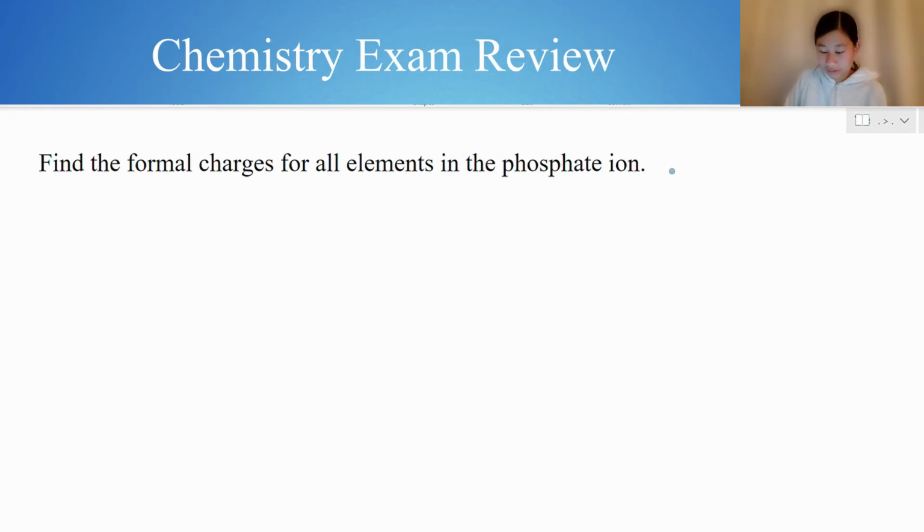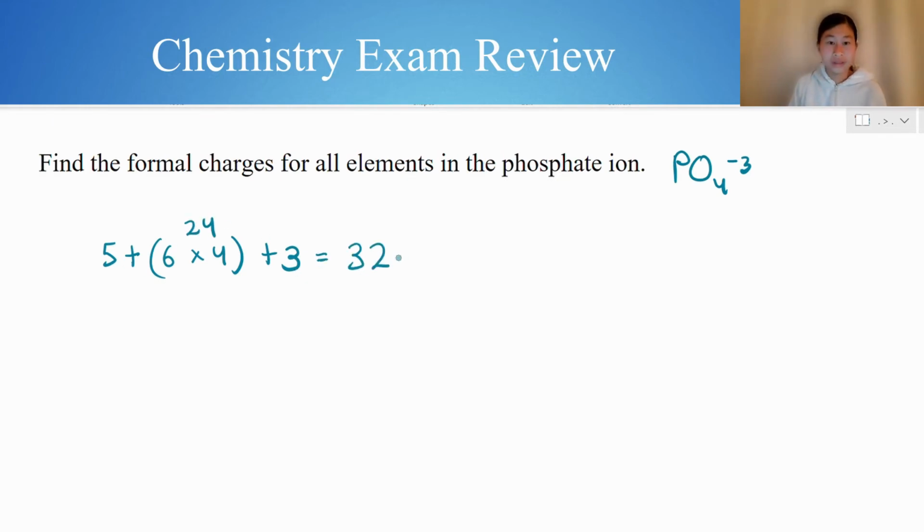Phosphate ion is PO4, -3, and the number of valence electrons it has is 5 from phosphorus, plus 6 per each oxygen, so we'll multiply this by 4, plus 3 because of its negative charge. So this is going to be 5 plus 24 plus 3. This will be 32 valence electrons. Now let's draw its skeletal structure.